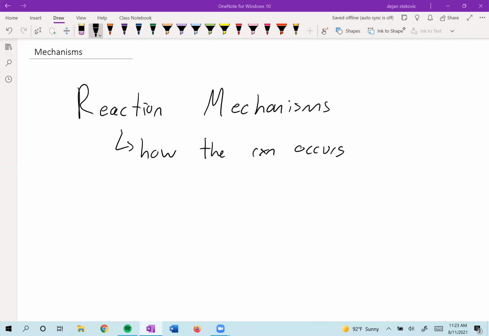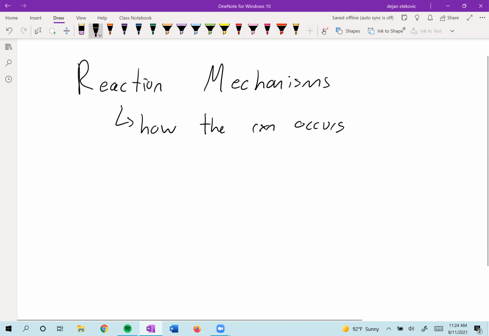All right, so next up, we're going to touch on reaction mechanisms. And so reaction mechanisms show us how the reaction occurs. And you can think about why we want to learn this. Same way, if you want to fix a car, make it better, you want to first learn how it works. Same with chemical reactions. If we want to make them work better, we first need to understand how they work.